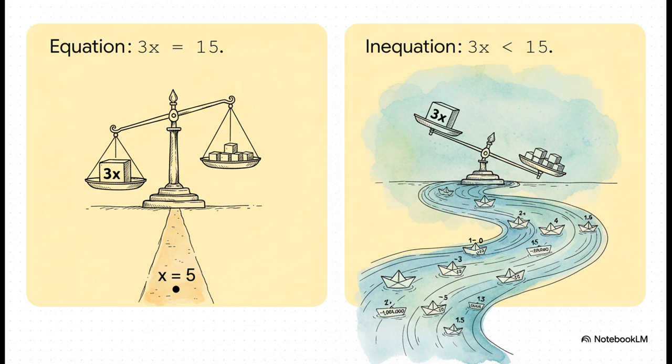Okay, so right off the bat, let's just see what we're talking about. On the left, you've got a classic equation, 3x equals 15. The only answer in the universe is 5. Simple, right? But now look to the right, at the inequation. 3x is less than 15. All of a sudden, x isn't just one number anymore. It could be 4, it could be 3, it could be negative a billion. We're talking about a whole set of solutions. And that right there is the huge difference we're going to unpack.